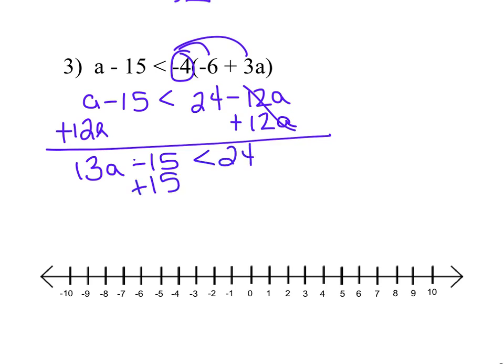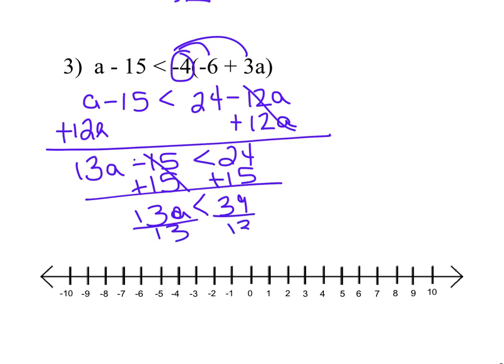Add your 15. 13a equals 39. Oh, not equals. Sorry. Crazy me. 13a is less than 39. I'm dividing by 13. 13 is positive, so nothing happens to the inequality. A is less than 3. I did a lot of less thans here, but anyway.